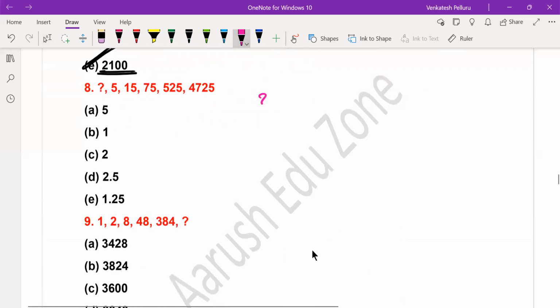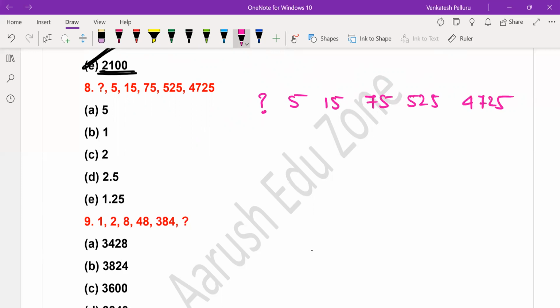Now look at question number 8. First I have a question mark, then it's followed by 5, then 15, then 75, then 525, and then 4725. If you observe the question clearly, the first number itself is a question mark. So it can be anything, I cannot guess it. So first I look at the logic. There is definitely a chance of multiplication.